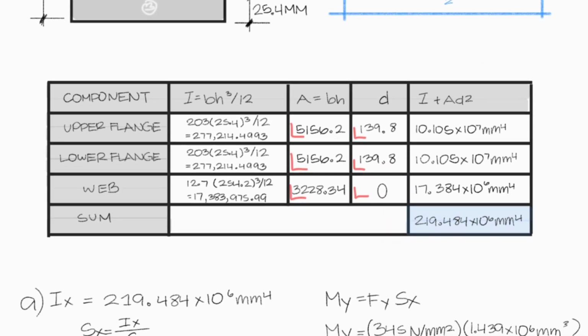We can now solve for the moment of inertia, which is I plus area distance squared. And with an answer of all of these, get the summation in order to have the final answer.